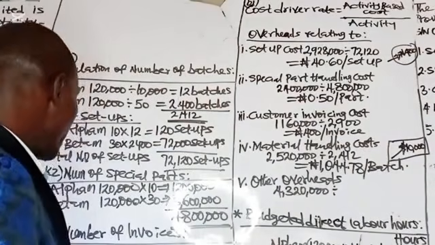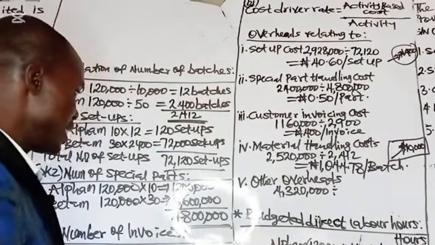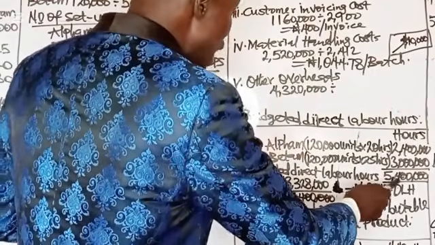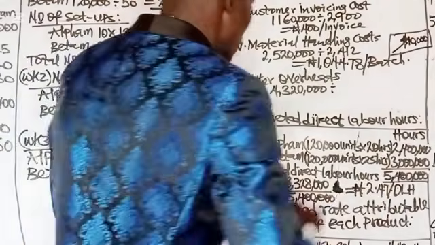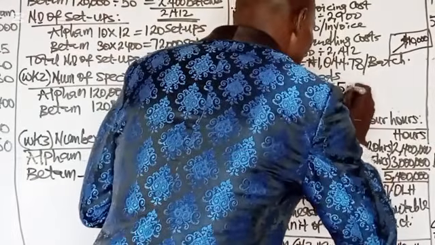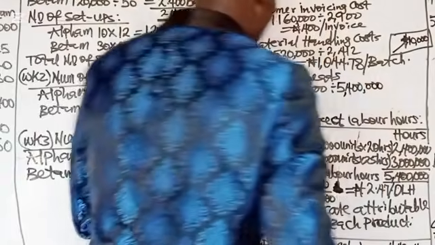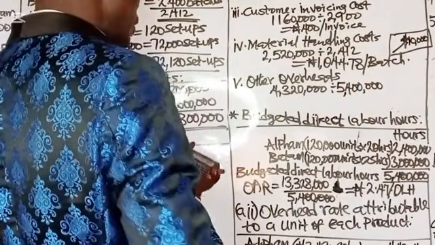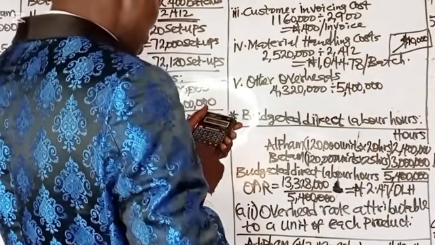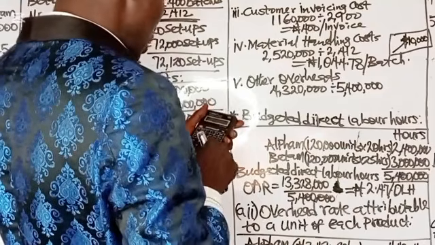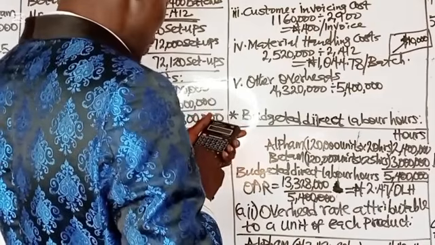Then we have other overheads. For other overheads, you have to use labor hours. Our budgeted direct labor hours is 5.4 million. So 4,320,000 divided by 5.4 million. This is unaffected, even if the batch size for Betam is 500, so the answer will still be the same.